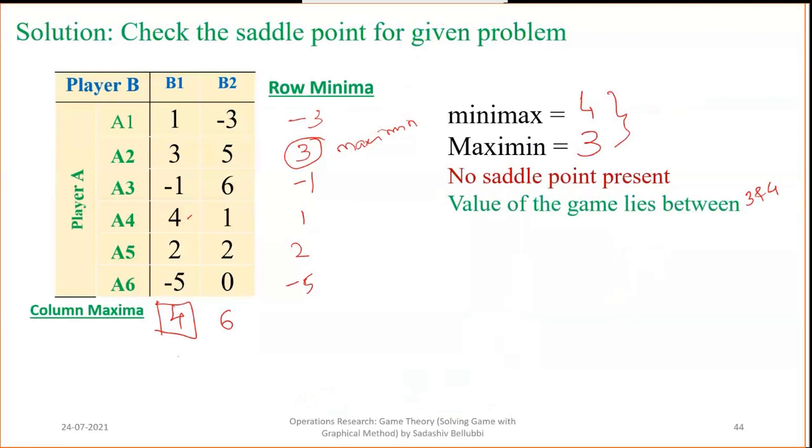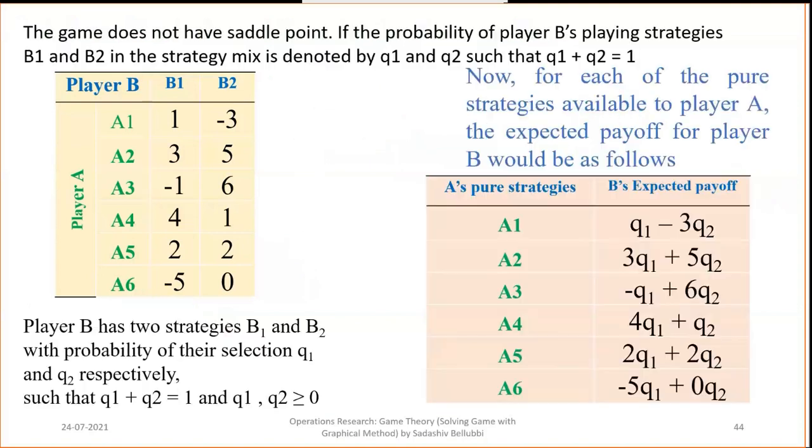The same thing I explained here. You need to find the saddle point. Minimax is 4 and maximin is 3. There is no saddle point present, so the value of the game lies between 3 and 4. Now we need to find a graphical solution.